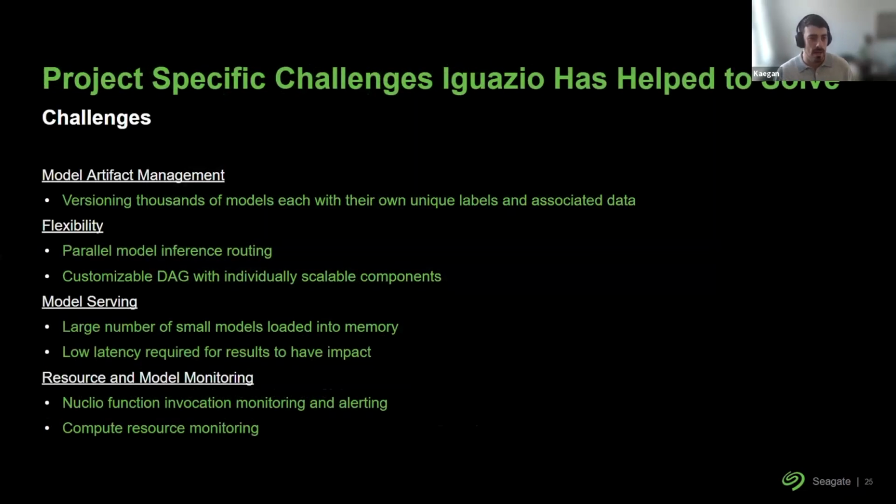Okay, and then yep, flexibility is super important, like I said, with the parallel model routing. Having that customizability with the DAG, so we can individually scale those components. A large number of small models being loaded into memory is not necessarily easy for a lot of systems. And Iguazio is making it even easier as the years go by. I think a lot of that is because we're really stress testing the system, and they've been very attentive to that as well. And then low latency, which I mentioned.